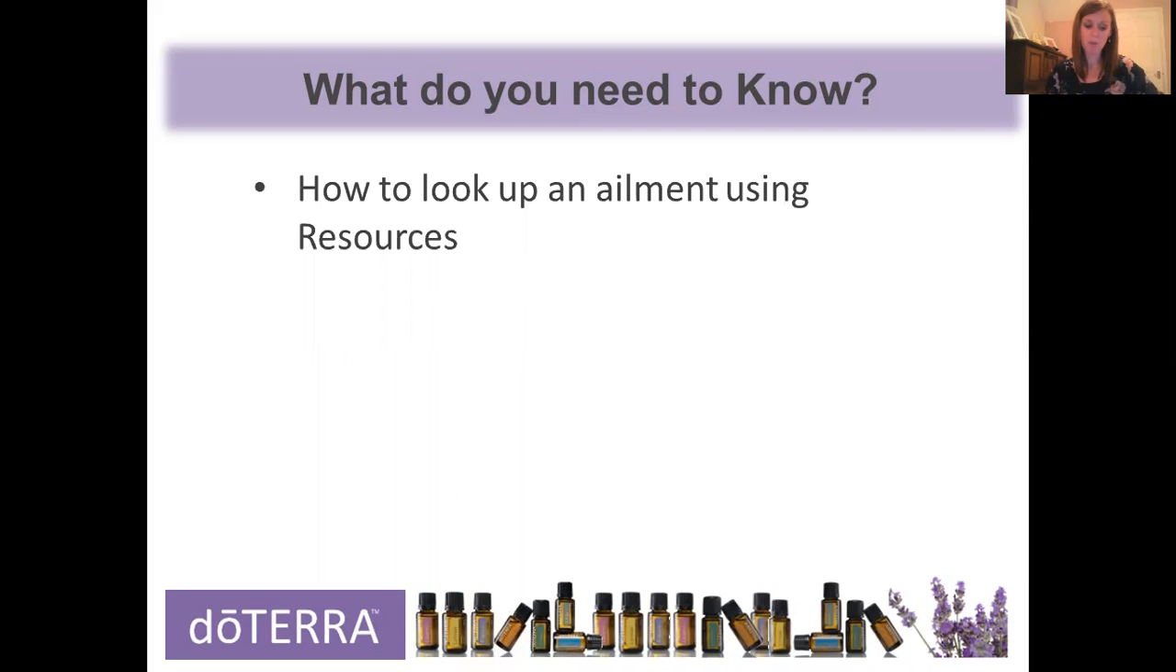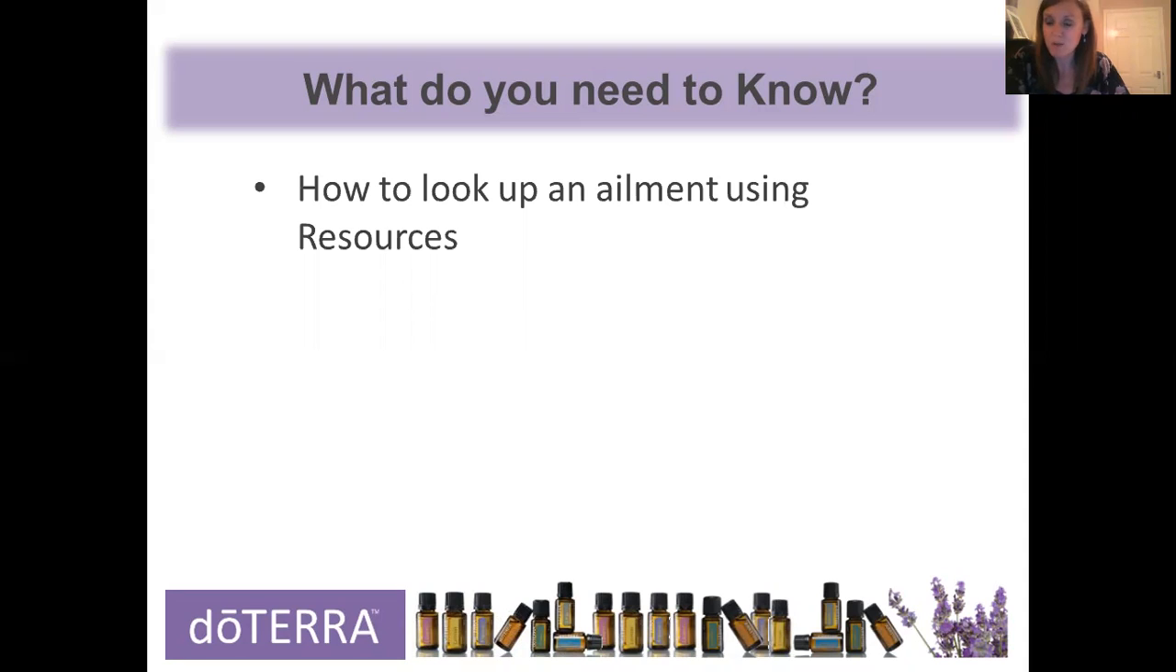So I just want to give you a couple of examples. Let's have a look. Let's look up heartburn. Heartburn is quite a common one. So let's see if I can get into the right place here for you. So heartburn, you can see that there. On heartburn, you can see they've listed the oils: lemon, peppermint and digestive blend.